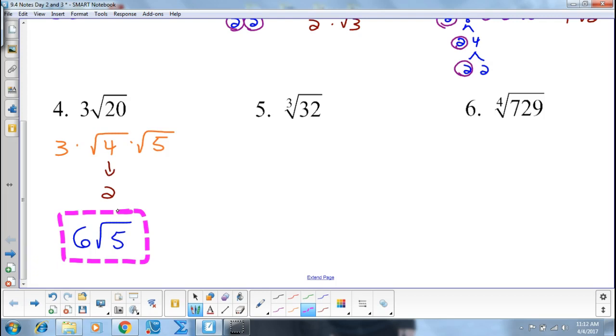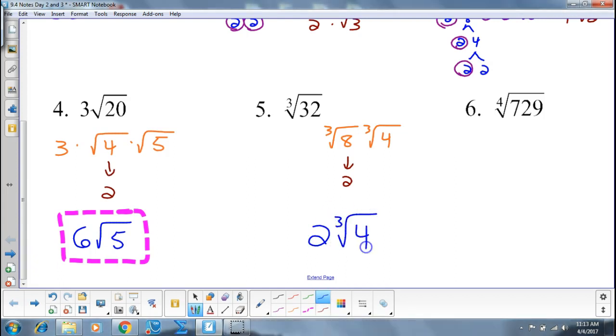Yeah. In terms of cube roots, or if we take it to the next level, fourth roots, okay? Now instead of looking for perfect square factors, I'm looking for perfect cube factors. And the perfect cube factor of 32 would be 8. So we get 2 times the cube root of 4.